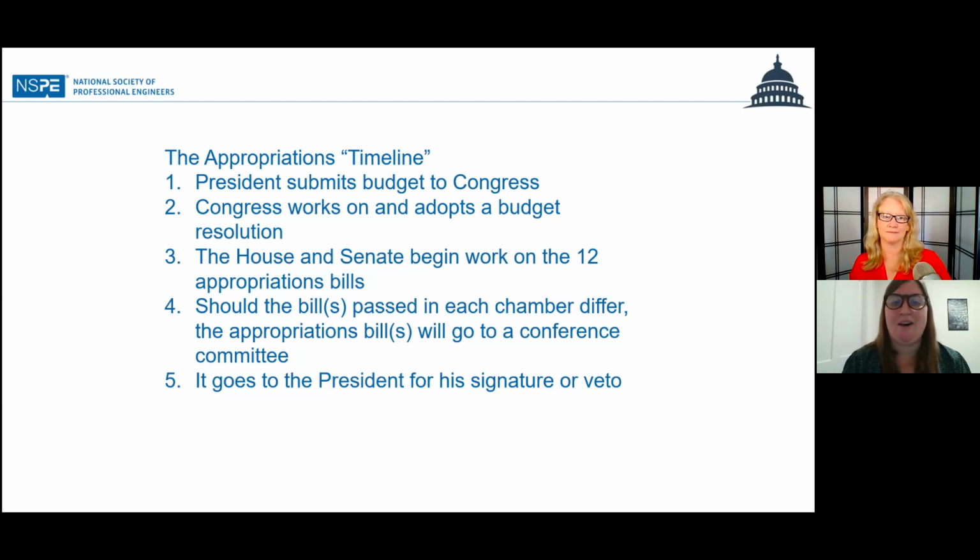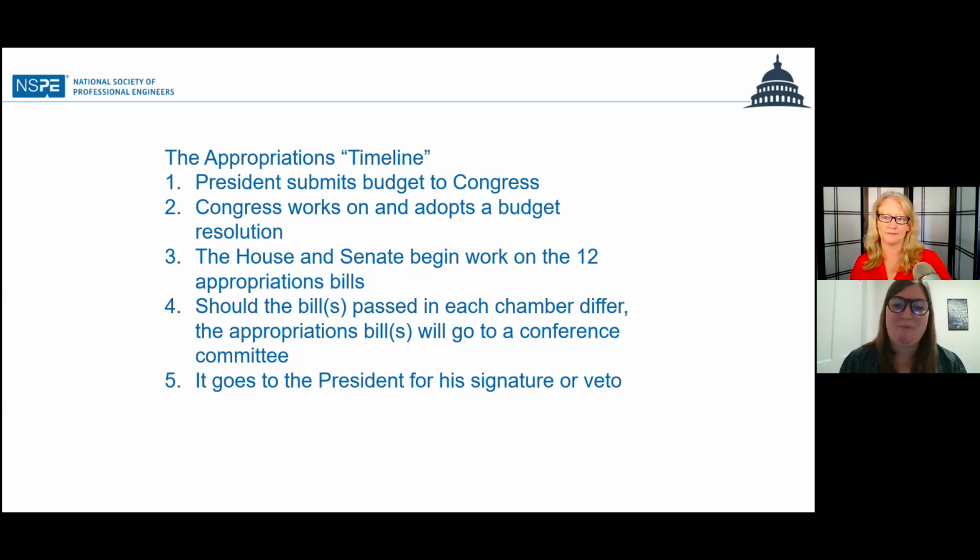So the next step is the House and Senate begin work on the 12 appropriations bills. The work begins in the 12 subcommittees within the appropriations committees, and then those bills eventually work their way through the legislative process and are voted on by both houses.